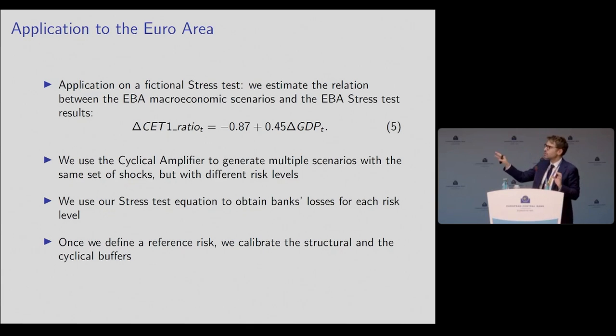In the end, we went for this very simple equation where we regress the CET1 ratio on the GDP, and we find that a decrease of 1% of GDP triggers a decrease of 1% in the CET1 ratio on average.